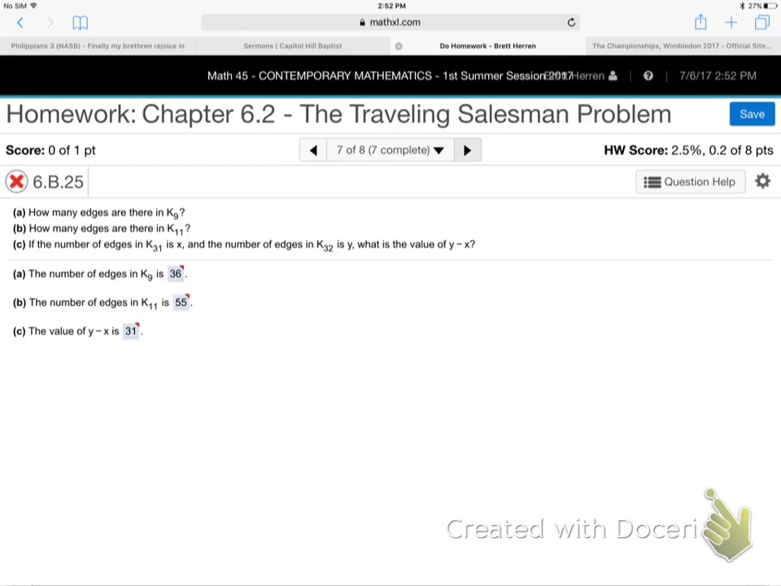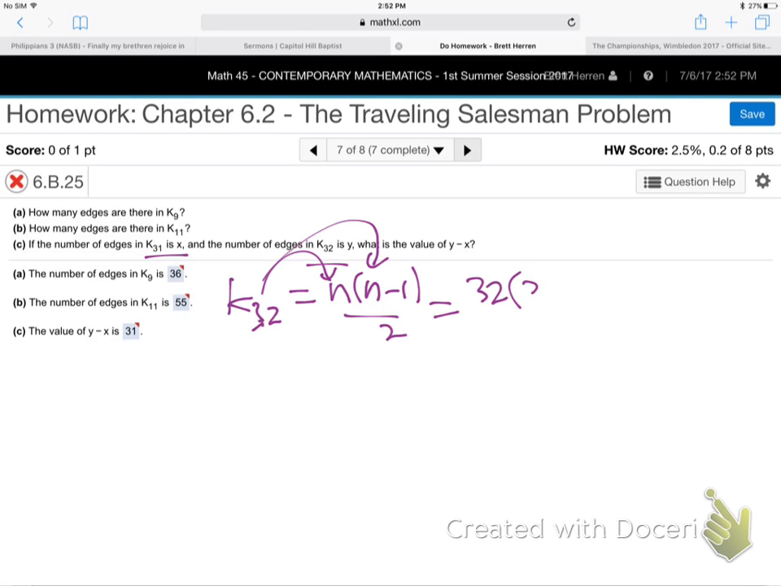So up here it says X is K31. Y is K32. Subtract them. All right, whatever. So they just want me to figure out K32. Again, it's n times n minus 1 over 2. So plug in the 32. 32 times 32 minus 1 over 2. I have no idea. Somebody got that? 32 times 31 over 2. It's too big for me.